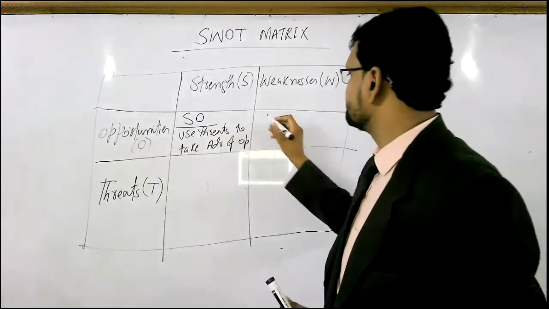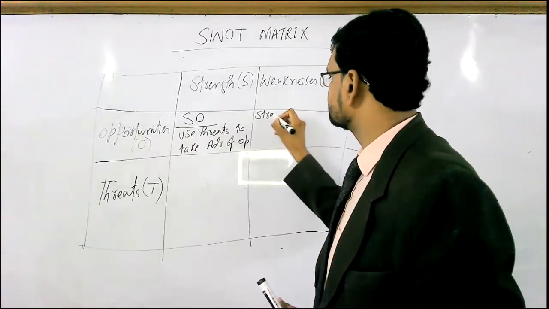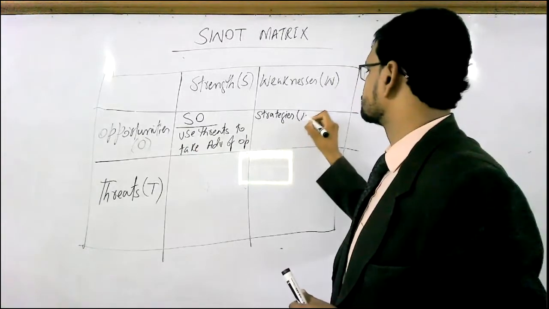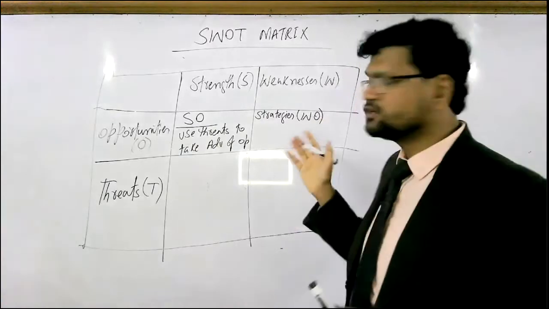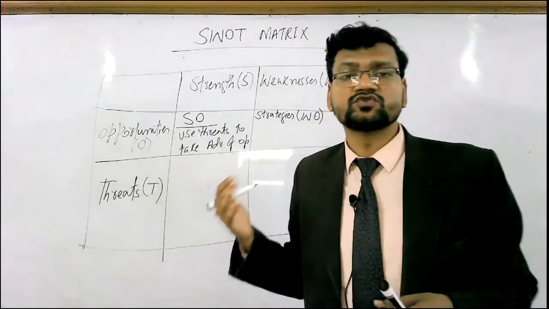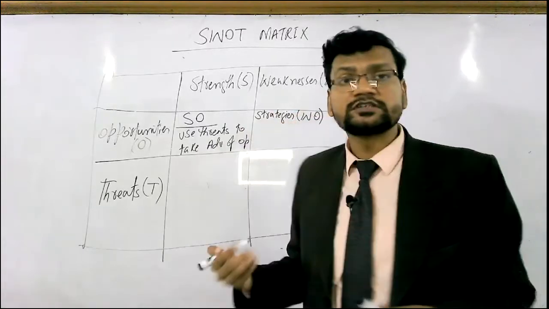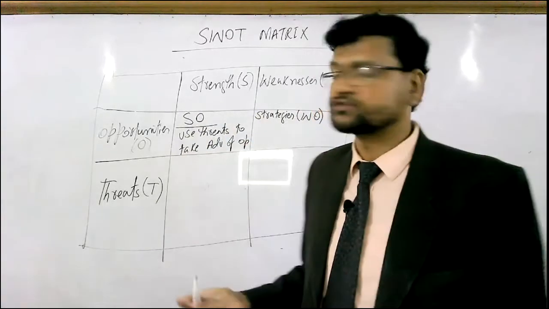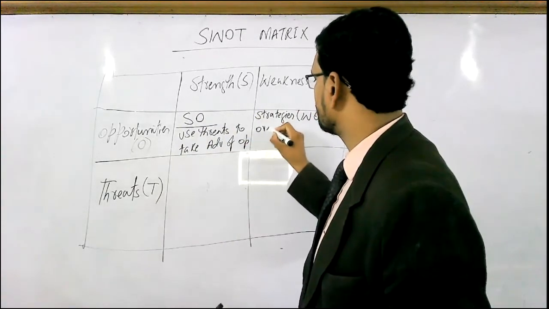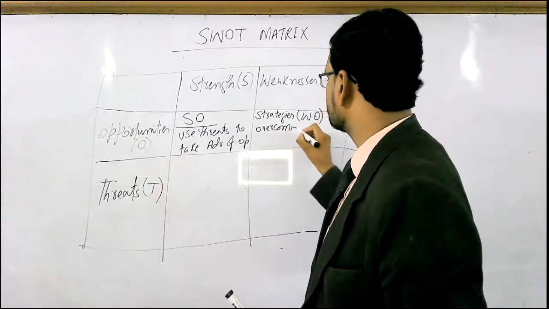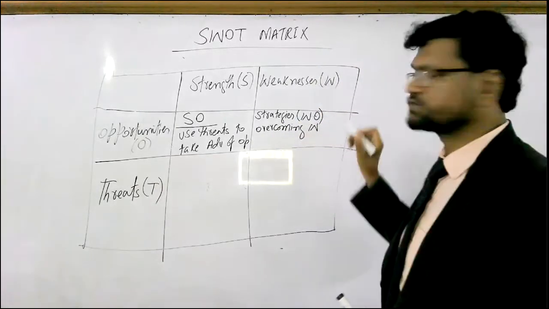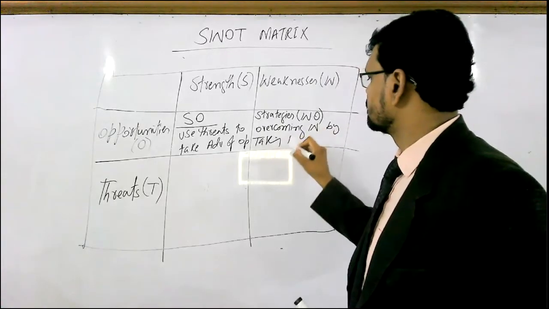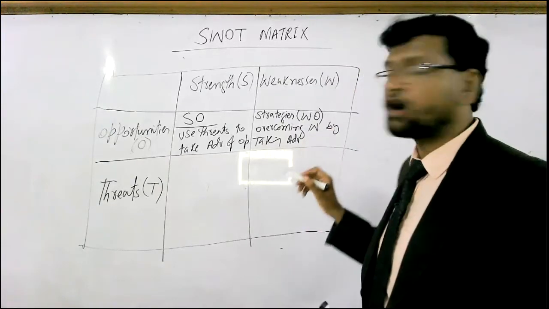So you will see here we will develop the strategy. What kind of strategy? That is called the weakness-opportunity strategy. And what is the purpose of the weakness-opportunity strategy in this column? Overcoming weaknesses by taking advantage of opportunities. The purpose of this here is overcoming weaknesses, I'll just write a W, by taking advantage of opportunities.